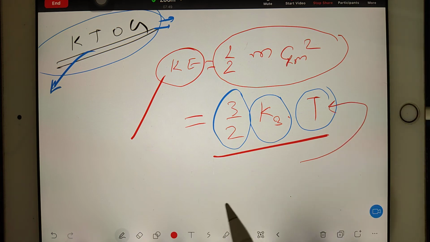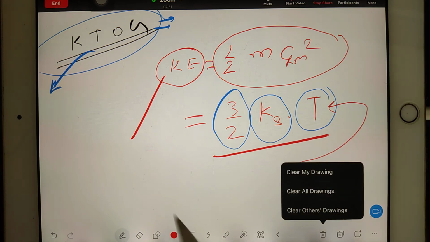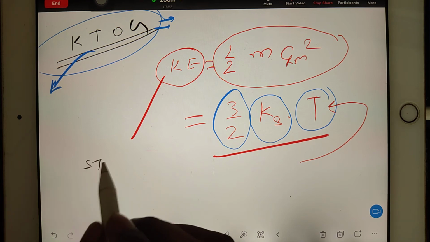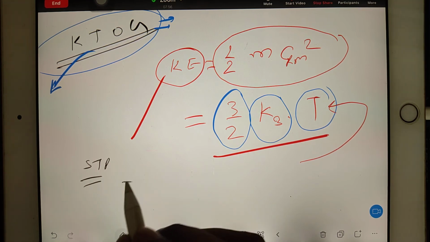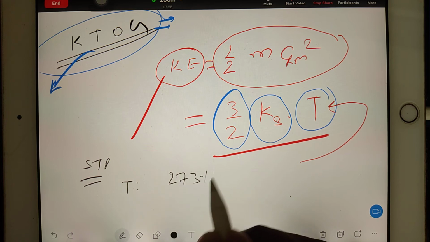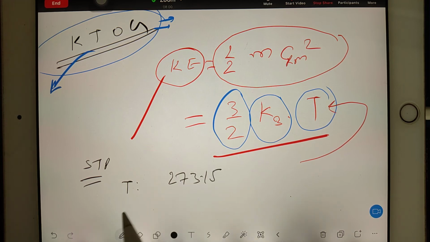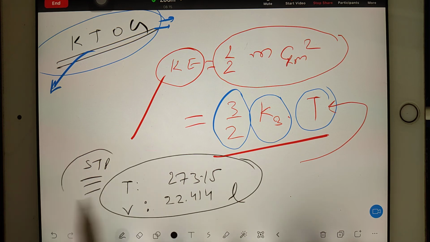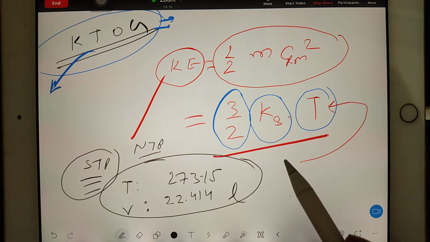That's all. Now you just focus on some data which is very helpful: STP data. Here the temperature is taken as 273.15, and at STP condition the volume is always taken as 22.414 liter. You should not be confused about this one. In coming lectures we will go into detail on STP and NTP properties. Right now the next topic is density. I'm changing the page.